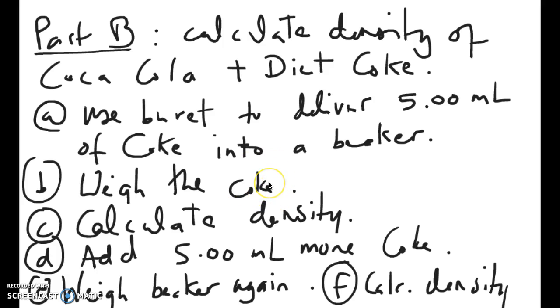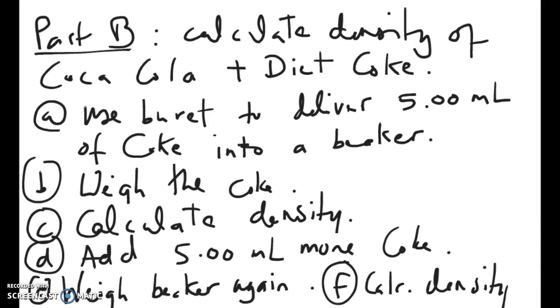You can do this by weighing by difference, which is by weighing the empty beaker first and then weighing the beaker with the Coke. And after you have the mass and the volume, you can calculate the density. Now, after you do that, you're going to add another 5 milliliters of Coke into that same beaker. So now roughly you're going to have 10 milliliters. Again, the actual volume will be dependent on what you read on the burette. And then you're going to weigh that new beaker again, figure out the mass, and calculate the density again.